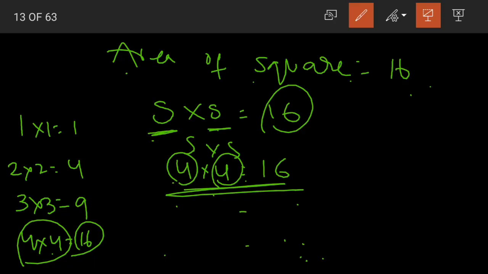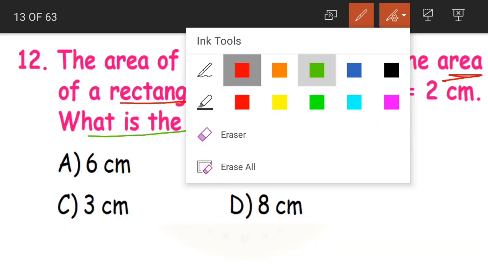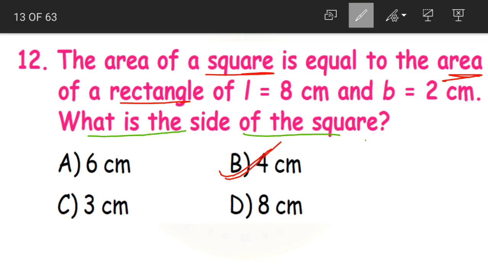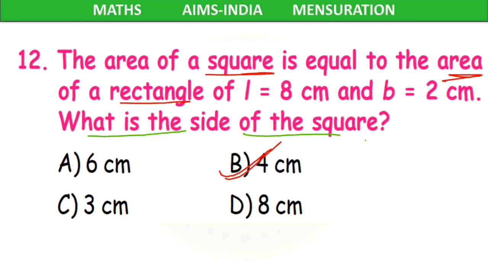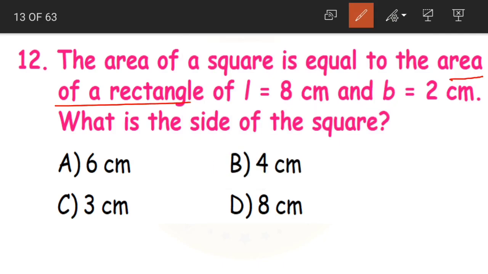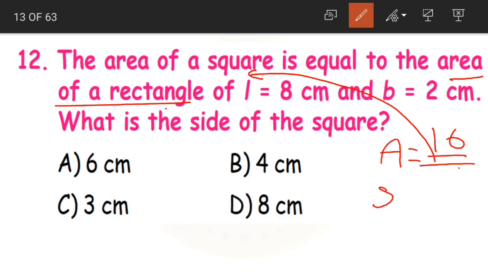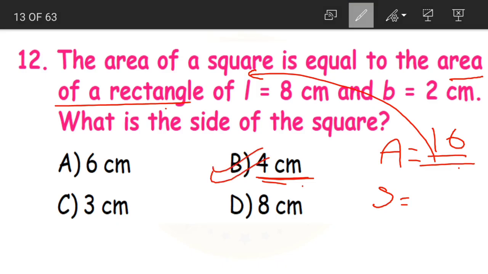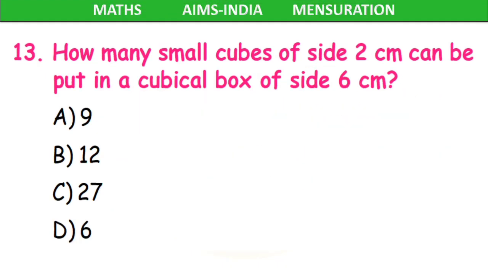So the side of this square whose area is 16 is equal to how much, children? 4. Do we have it in our options? Yes, option B, 4 centimeters. I hope this is clear. What did we do? First we found out the area of the rectangle, that is 16 square centimeters. Now this is the area of our square as well. Area is equal to 16, then side becomes how much? Side is nothing but 4 centimeters, that is option B.